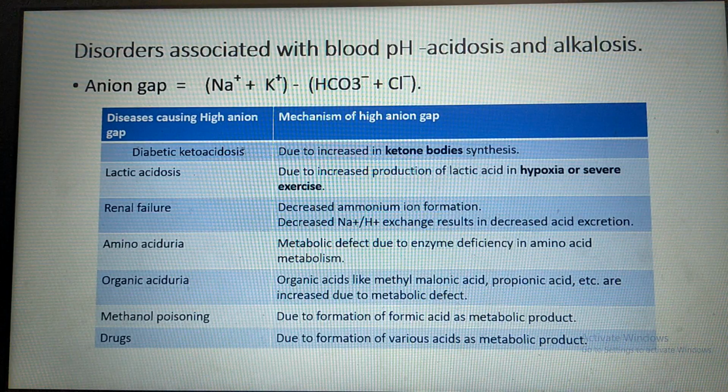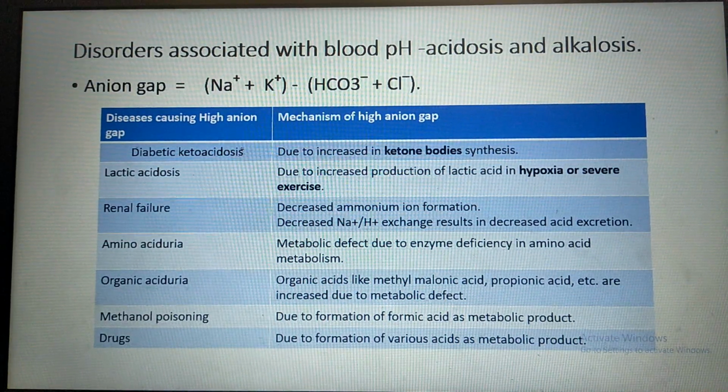Next cause is methanol poisoning. If a patient consumes methanol, after the metabolism of methanol, it gets converted into formaldehyde and then it is converted into formic acid. This formic acid is a very strong acid as compared to ethanoic acid, propionic acid and other acids. So it produces more H plus ions, and again to neutralize the H plus ions, bicarbonates are utilized. And high anion gap is also seen after intake of some drugs, because the end products of these drugs are acidic in nature. So these are some causes of high anion gap.